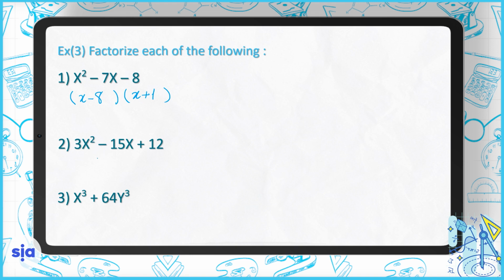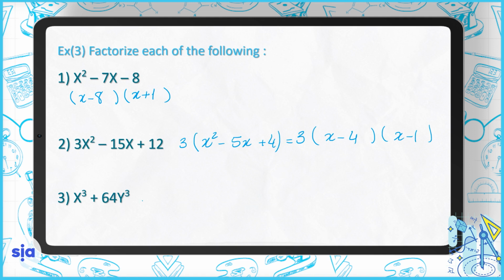The second one, as we always say, check for the highest common factor first. So here the highest common factor is 3. So it's 3 and then x² minus 5x plus 4. How can we factorize the other one? Here's the 3, don't forget it. And the 2 brackets will be (x − 4) and (x − 1).